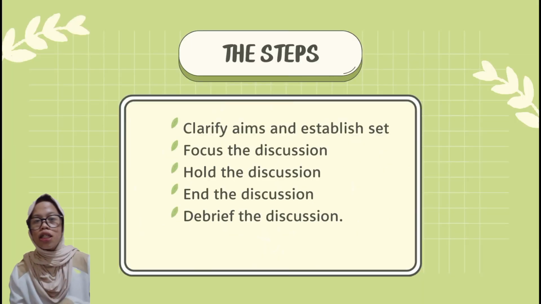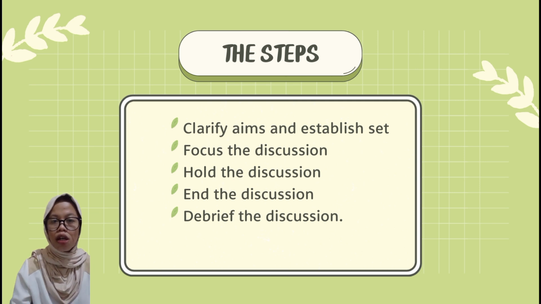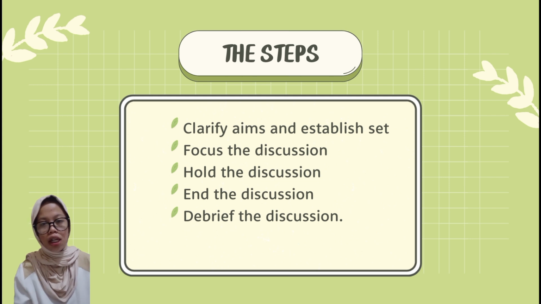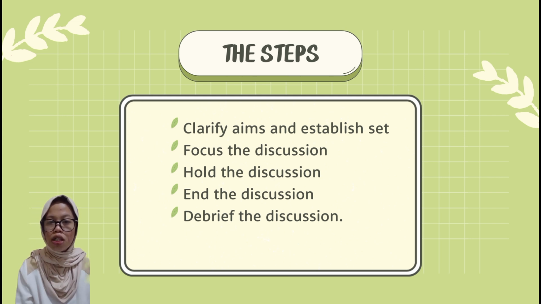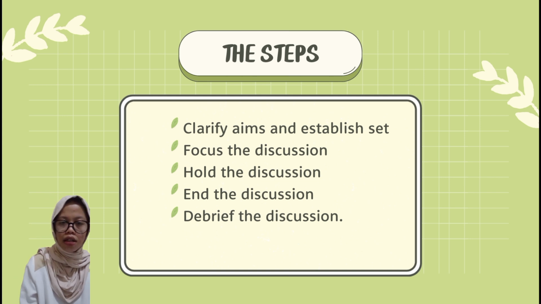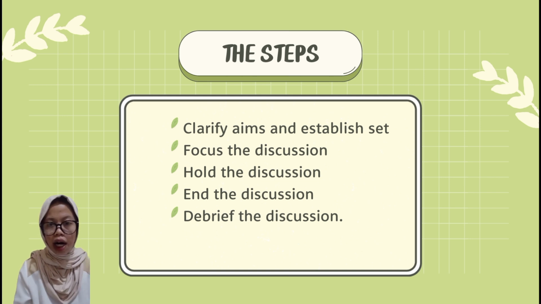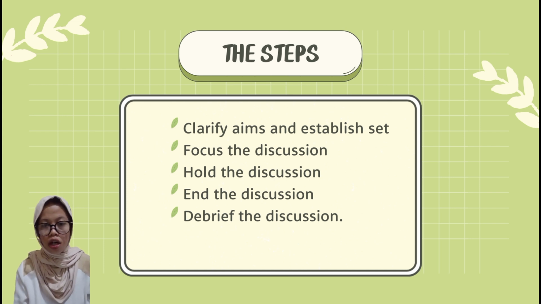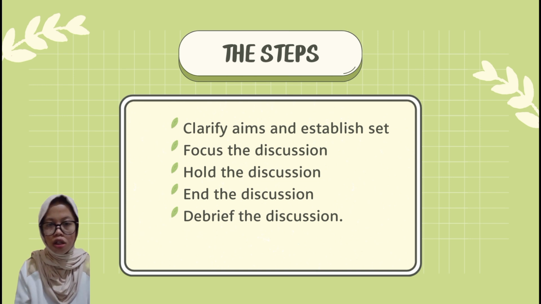The last is steps to apply classroom discussion in improving communication and socialization skills. In applying classroom discussion, there are five processes we need to do. The first is clarify aims and establish set. In this part, the teacher needs to explain the purpose of the discussion. And then the next is focus the discussion. In this part, the teacher needs to relate the beginning discussion questions.